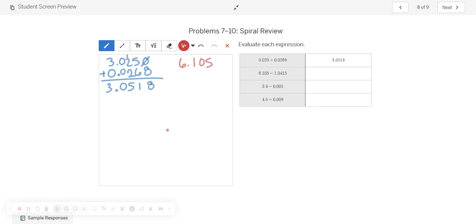Let's do 6.105 minus 1.0415. This is the one I messed up. It was when I went to borrow, I borrowed twice from the same number, and I didn't need to. So 0 minus 5, I can't do that, so I'm going to borrow from here, make that a 4, this becomes a 10. 10 minus 5 is 5, 4 minus 1 is 3.